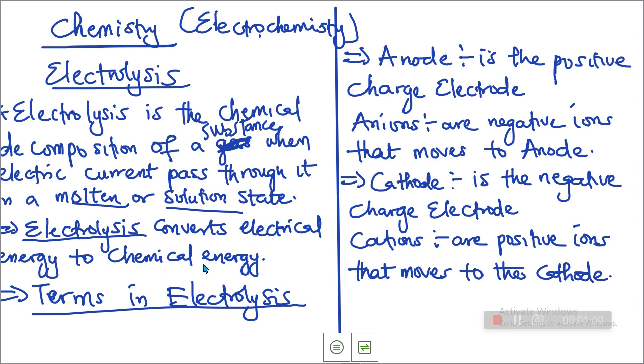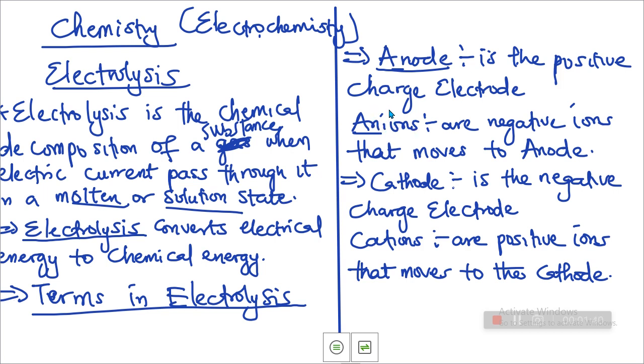Now let's talk about the terms in electrolysis. Please take note of them. The first term you should note is the anode. The anode is the positively charged electrode. We have an electrode dipped into an electrolyte. Now let's talk about anions. Anions are negative ions that move to the anode. If you look at the word anion, it means ions that move to the anode.